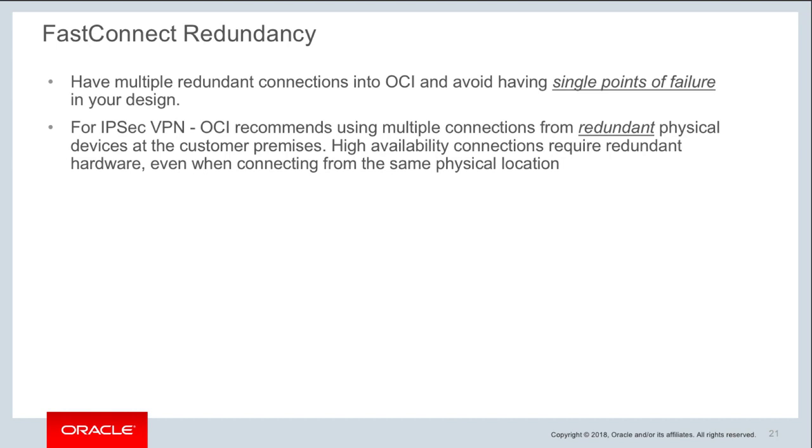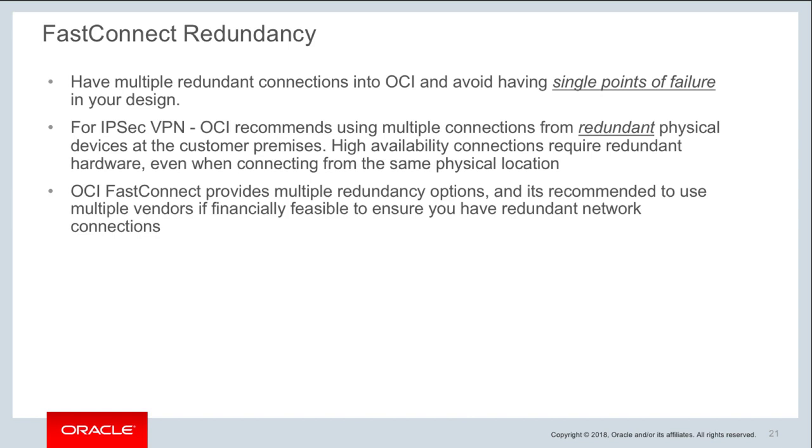So for high availability and for a completely redundant connection with OCI, if you're using IPsec VPN, it is recommended that you have multiple physical devices on your customer premises equipment side as well, so that you can create those redundant connections across the complete overall design. So you have multiple redundant connections on the customer side, and you have multiple redundant connections on the OCI side automatically as well. In case of FastConnect, in the next few slides, we'll go through all the different redundancy options which are available within each connectivity model.